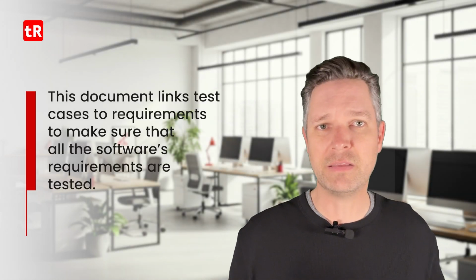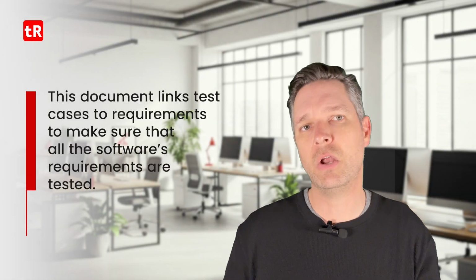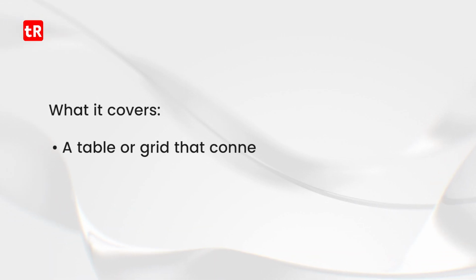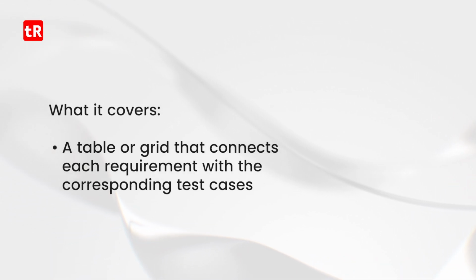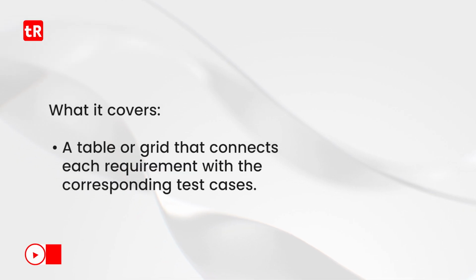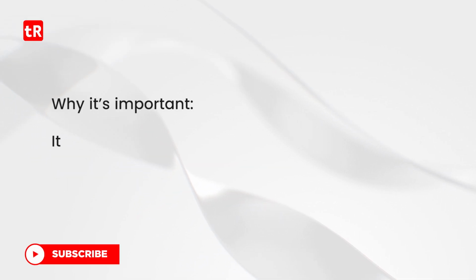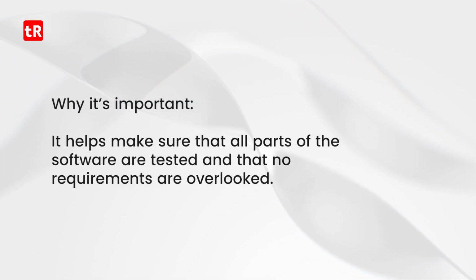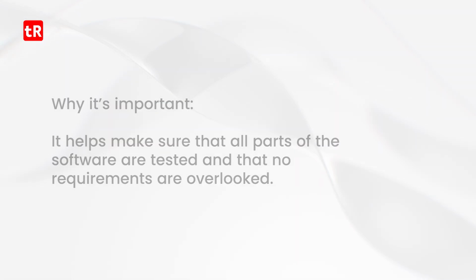Next in this list, the Traceability Matrix. Now, what is this? This document links test cases to requirements to make sure that all the software's requirements are tested. What it covers: a table or grid that connects each requirement with the corresponding test cases. This is important because it helps make sure that all parts of the software are tested and that no requirements are overlooked.